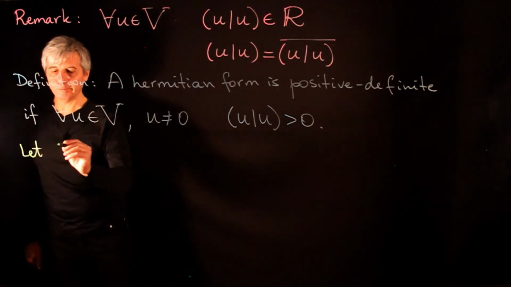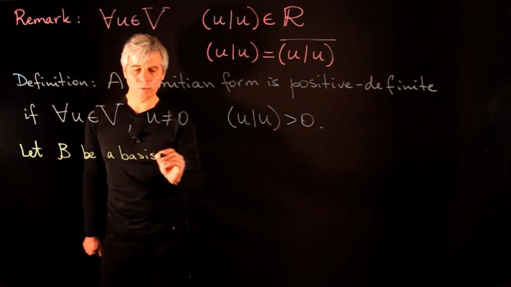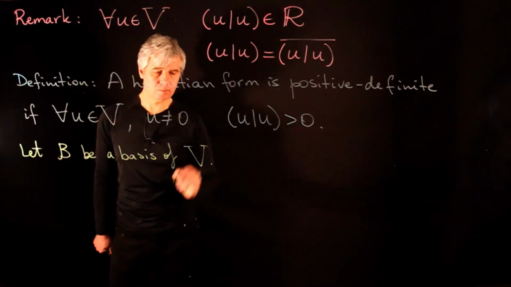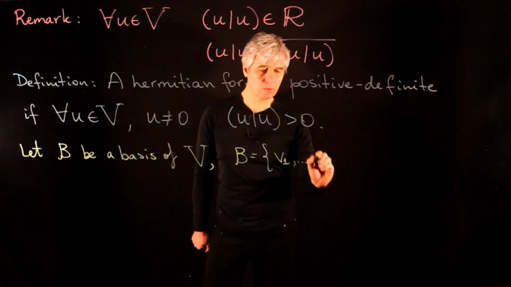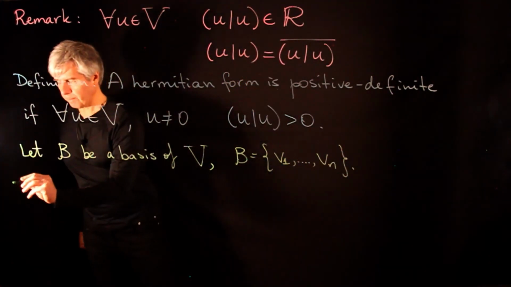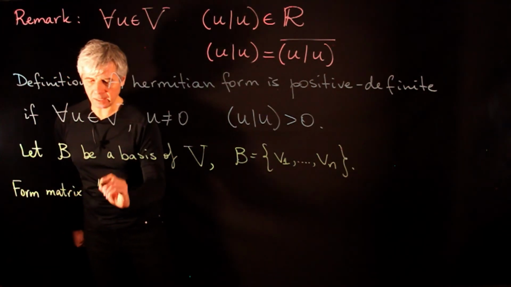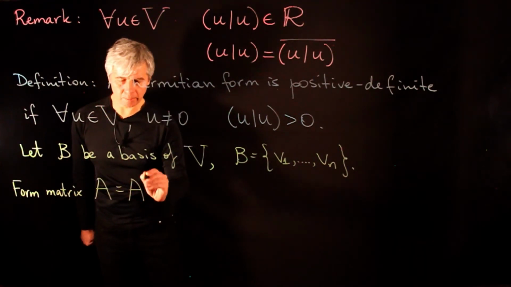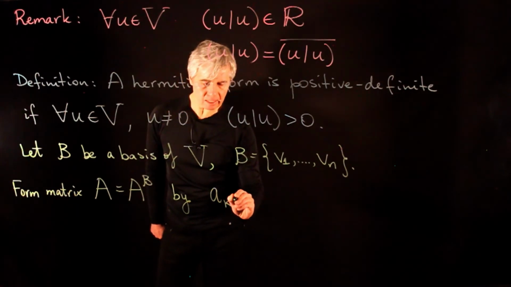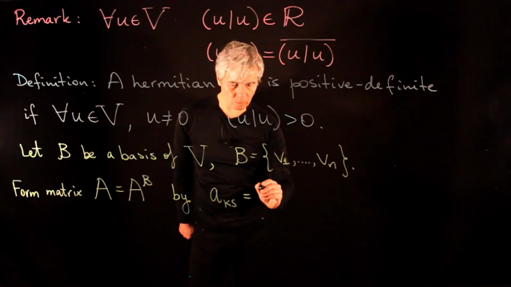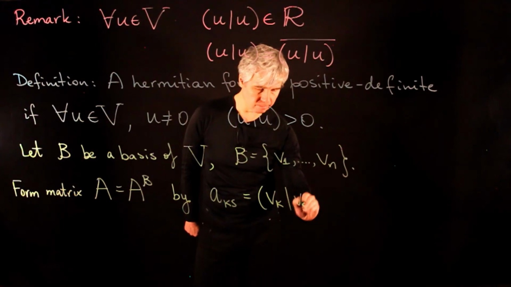So let B be a basis of V. Let us write B as v1 through vn. Form the matrix A, which is A_B, by setting the entries a_ks to be the value of the Hermitian form on the basis vectors vk with vs.